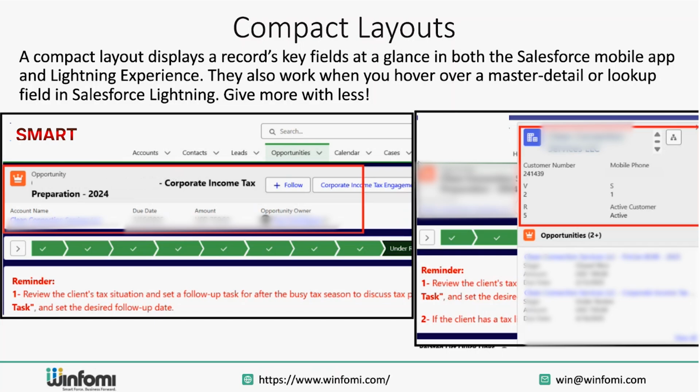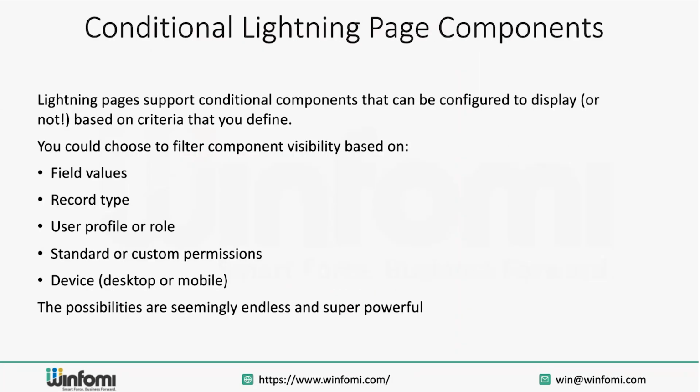It also has one more feature: if we hover over a lookup, the first top section will come with the compact layout. Okay, so the compact layout has a lot of detail in it. Make sure to configure the compact layout for the objects, and now conditional Lightning page components.